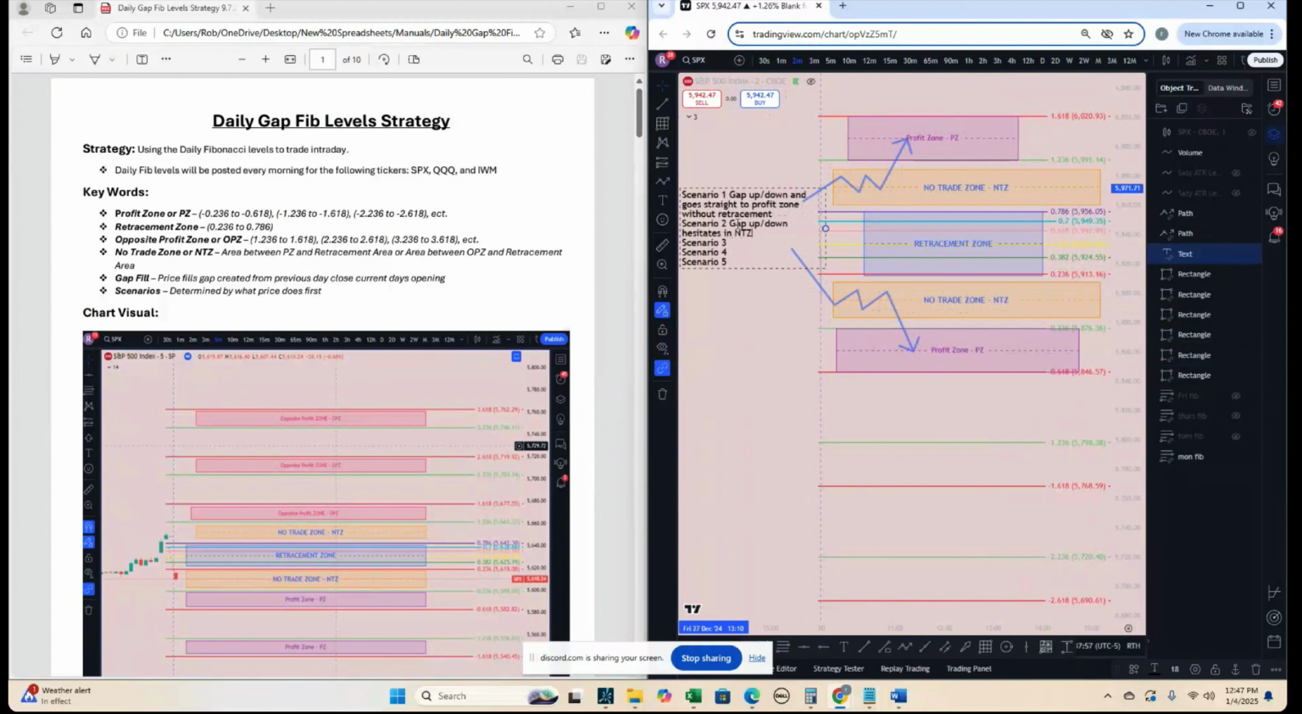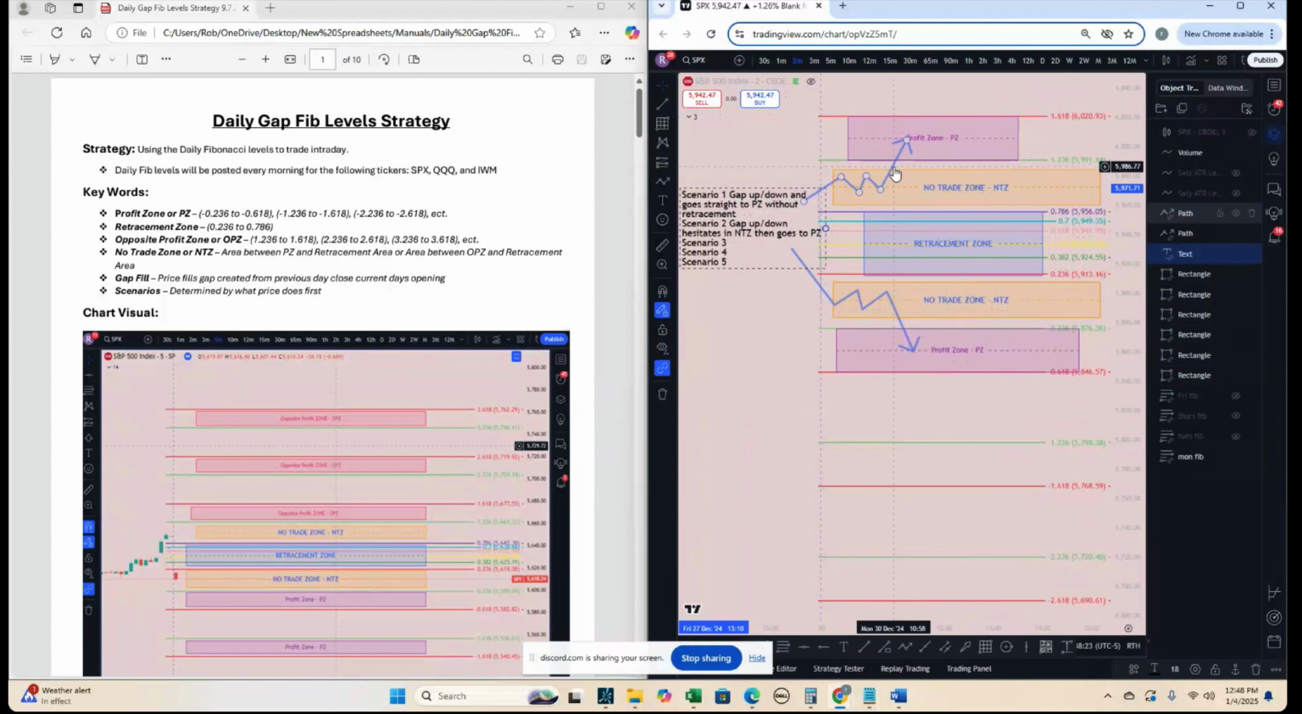Hesitates in, there we go. I'll shorten this. All right. So the difference between these two, one hesitates, one doesn't. Now, the one thing that they have in common is that they go to the profit zone without going to the retracement zone.